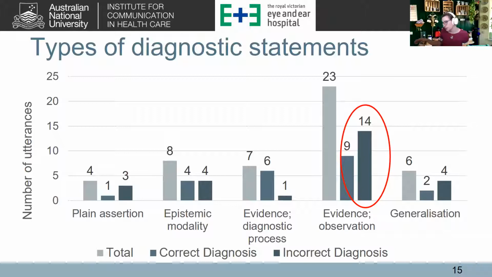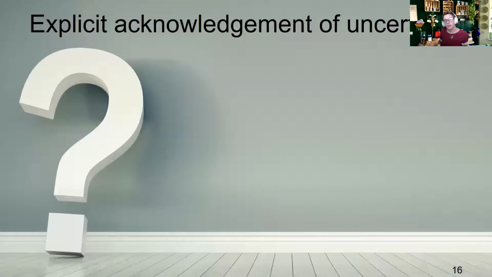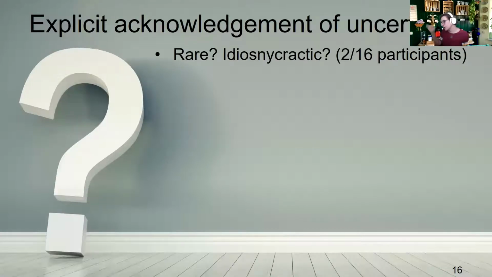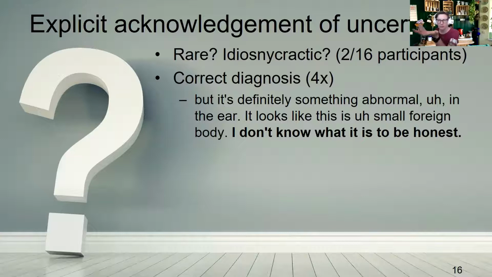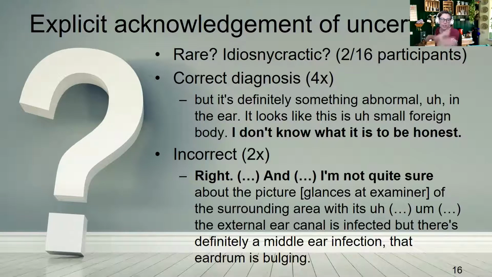Interestingly enough, we found that in terms of explicit acknowledgement of uncertainty, so actually really saying, I don't know, that was quite rare. And it looked to be sort of idiosyncratic, because we only found it among 2 of the 16 participants. One of them had the correct diagnosis, so their explicit acknowledgement of uncertainty was not about the actual diagnosis, but more about what the foreign body was. Whereas the one that was incorrect used it, I'm not quite sure, as part of sort of introductory phrasing.